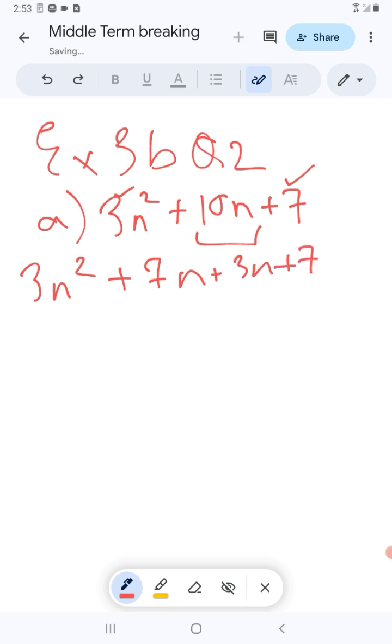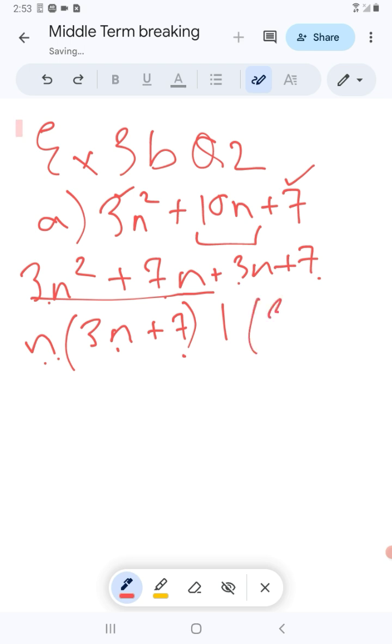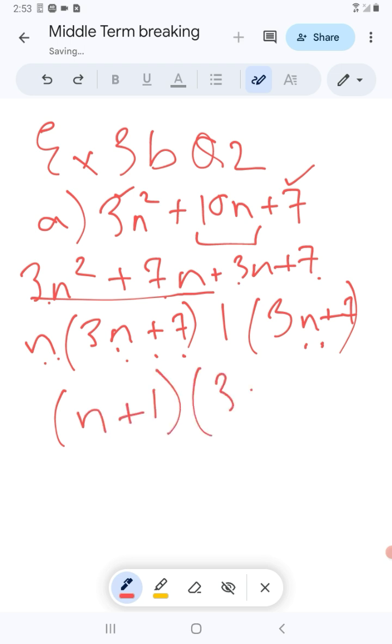Okay, then the next step was to take out the common. So n over here, 3n plus 7. N is taken common here. Now make sure that you need to make this entire line back. So then n multiplied by 3n is 3n square, n multiplied by 7 is 7n. Over here, as we don't have any common number and variable, so I'll take 1 as a common number, 3n plus 7. Now I know that both the brackets shall be made same, 3n plus 7 and 3n plus 7. So the final answer is going to be n plus 1 and 3n plus 7.